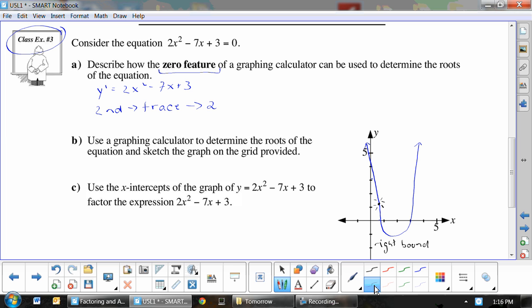Okay. So one of them is 0.5. Someone said that one. If you're getting an error, it probably means that you're not moving it between the left and right. So the left, your blinker should be up here, and for the right bound, it should be down here.